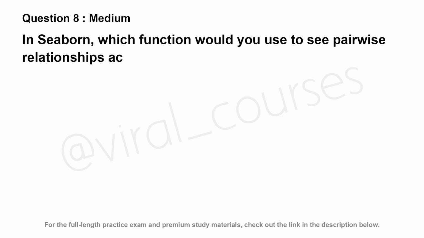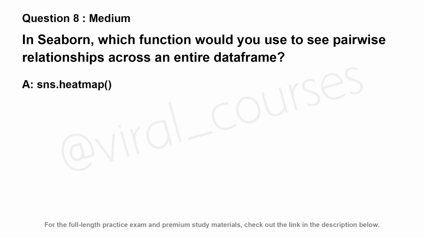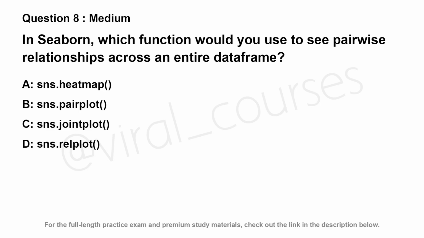In Seaborn, which function would you use to see pairwise relationships across an entire data frame? Option A, sns.heatmap. Option B, sns.pairplot. Option C, sns.jointplot. Option D, sns.relplot.